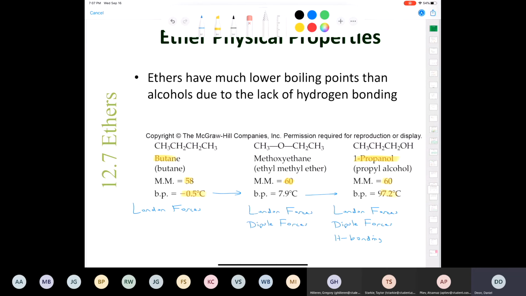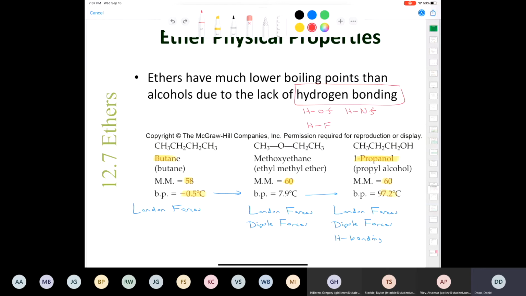Because again, in order for hydrogen bonding to occur, a molecule has to have a bond between hydrogen and oxygen, a bond between hydrogen and nitrogen, or a bond between hydrogen and fluorine. And I don't see any bonds between this oxygen and a hydrogen, a nitrogen, or a fluorine. Okay, and so that is why it's in between.